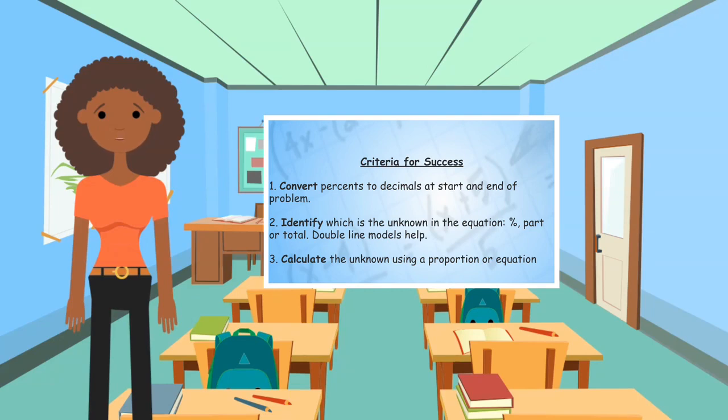These are the things you absolutely need to know for today's lesson. The first one, in our criteria for success, is that we need to be able to convert percents to decimals, especially if you use our second strategy for today. I can't wait to show it to you.